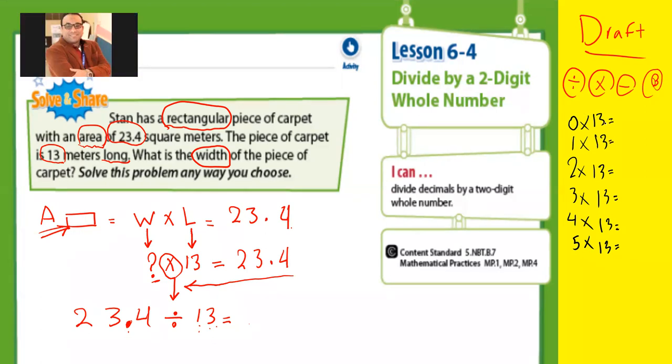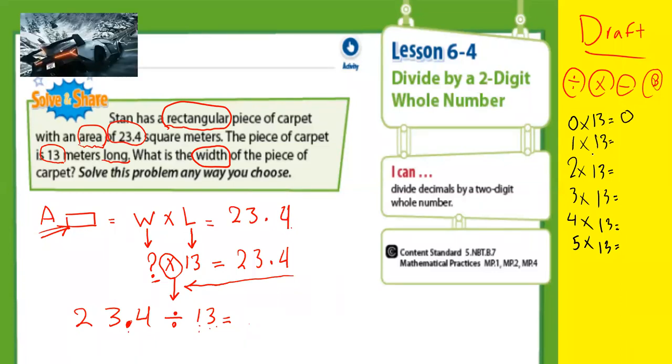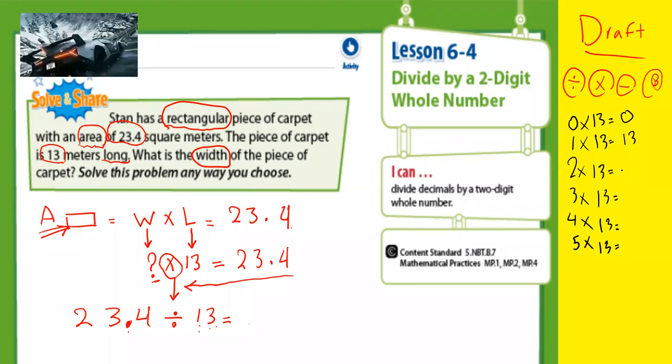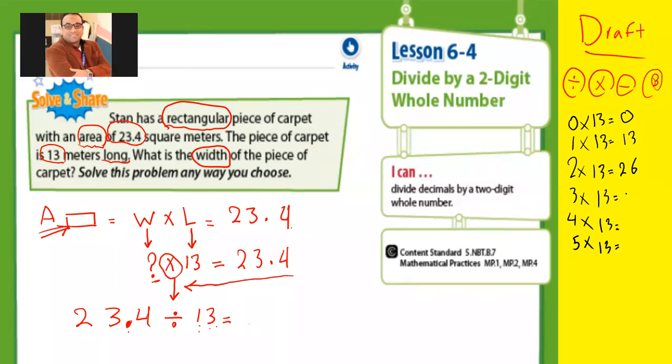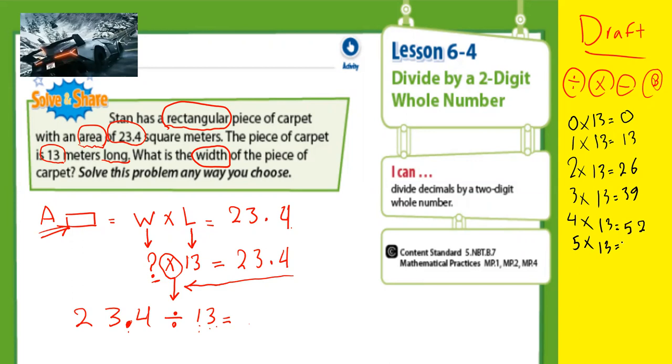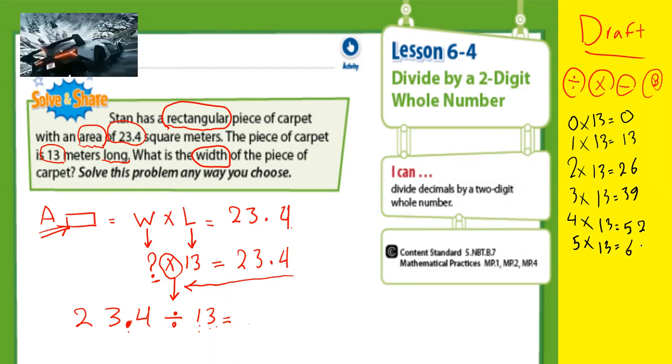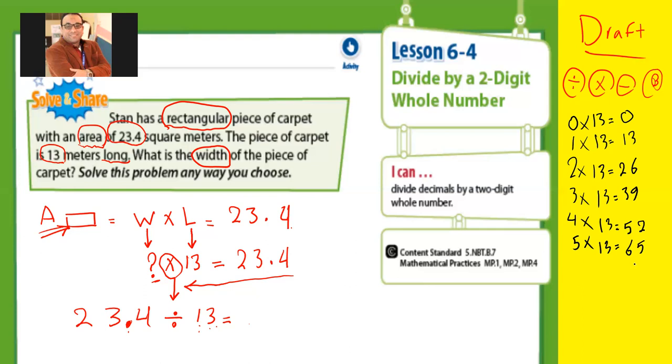Very good. So 0 by 13 equals what? 0. 1 by 13? 13. 2 by 13? 26. 3 by 13? 39. 4 by 13? 52. Okay, 5 by 13? 65. Okay, Adam, is this 65 or 75? 5 by 3, 15, 5 carry up 1. Yes, 65. Okay, now you will start your long division, Adam.